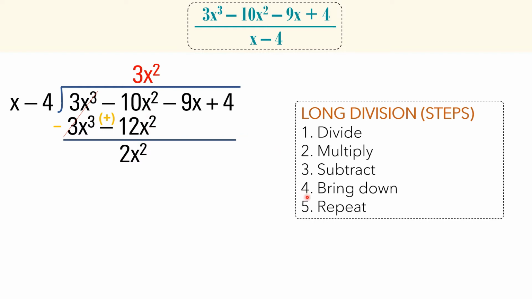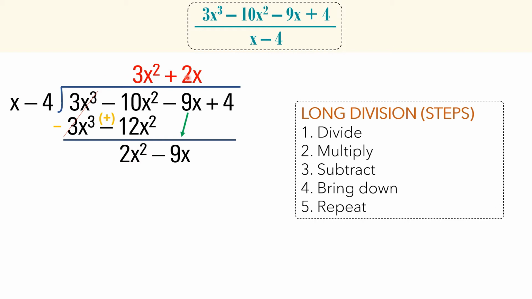Then after that, fourth step, we need to bring down. So we still have a term here. Let us bring down negative 9. Then after bringing down that term, in step 5, it says repeat. It means we will go back to the first step, wherein we will divide, after that multiply, then subtract, then bring down, and repeat again. So it means we have to divide this first term, 2x squared, by the first term of our binomial, x. 2x squared divided by x, you will have 2x. We just subtracted their exponent.